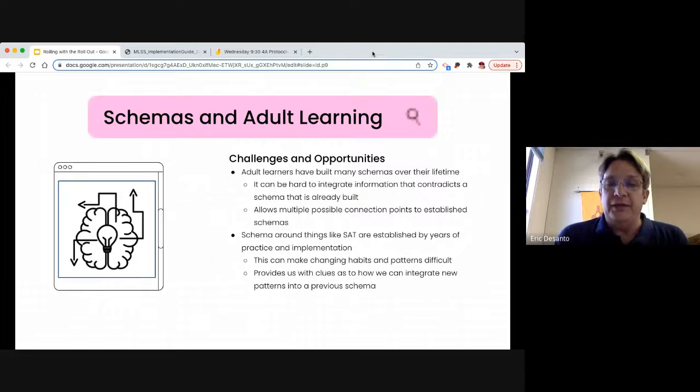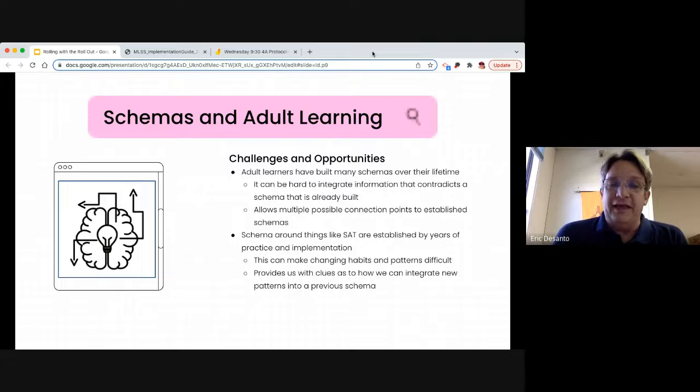If you get something in a PD session that disagrees with your schema, very often we don't have time because we've got 45 minutes, let's go, let's get out. You don't have time to really process and figure out what to do with that. At the same time, because we have so many different schema in our brains, we have a lot more entry points. We have a lot more places where we might be able to attach that new information when we begin to process. So schema allow us to recognize the challenge and take advantage of those opportunities.